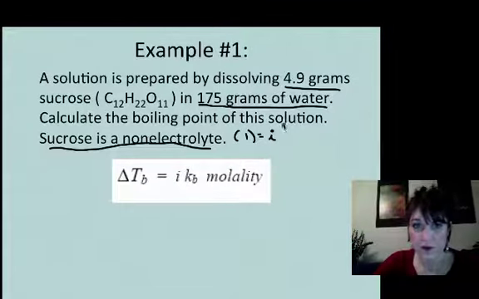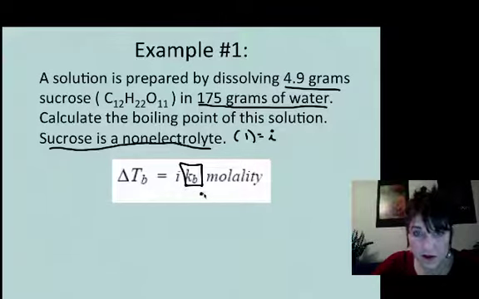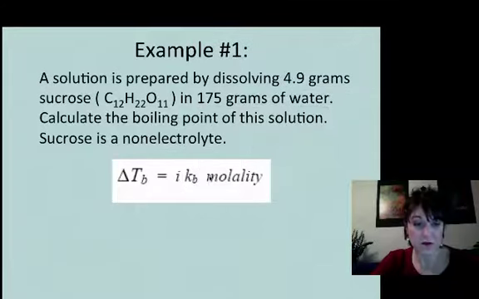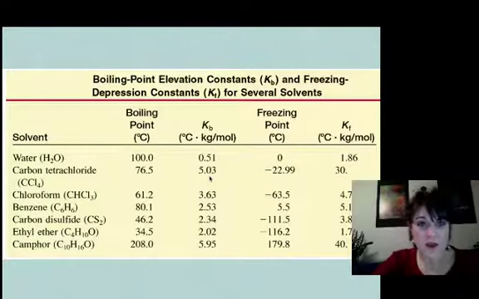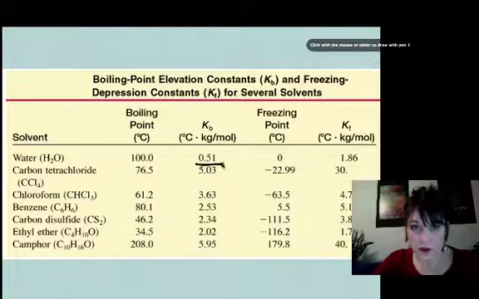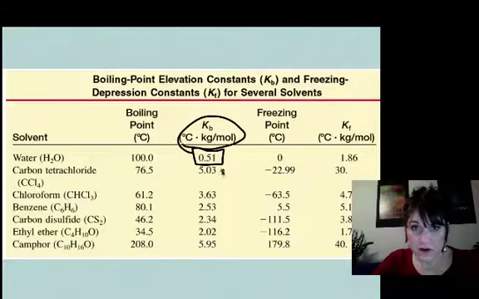So here's the equation for boiling point. And what I need to know is what's the boiling point constant for water. Water's our solvent here. So let's come back to this slide before and find the boiling point constant Kb for water is 0.51, and here's our units, degrees Celsius times kilograms divided by moles. All right, you ready to solve this problem?